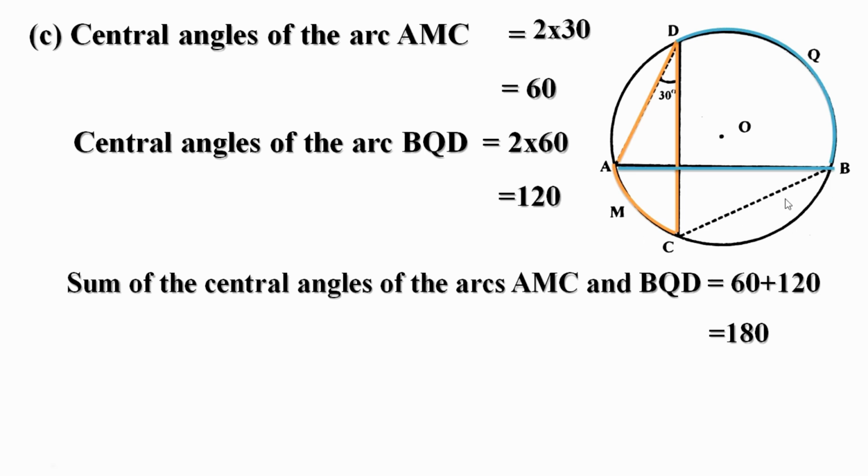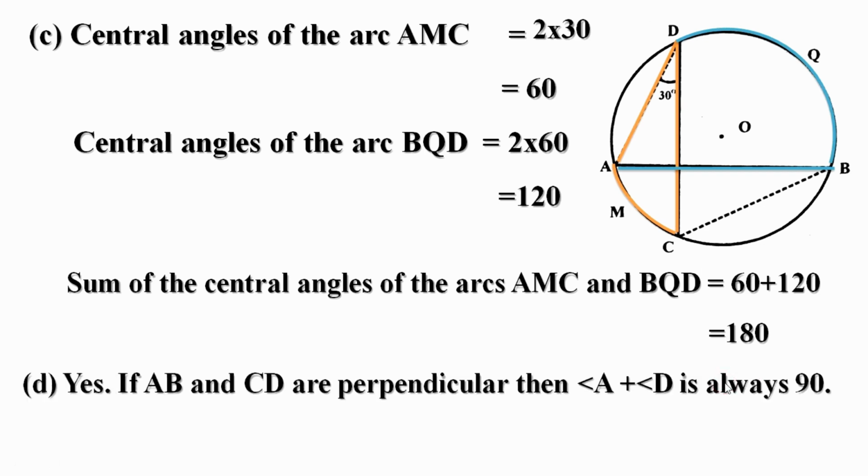Now the last part of the question is this relation true for every measures of angle A and B? Whenever AB and CD are perpendicular, this angle is 90. Therefore, angle A plus angle D is always 90. That means sum of the central angles is always 180. That means this relation is true for all values of angle A and B.